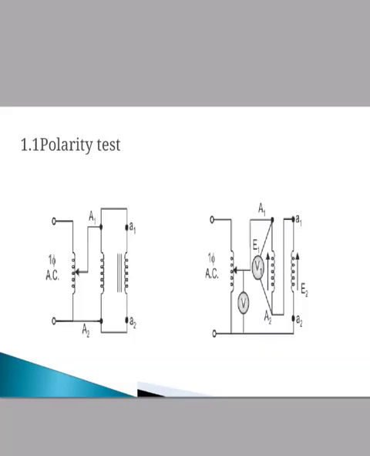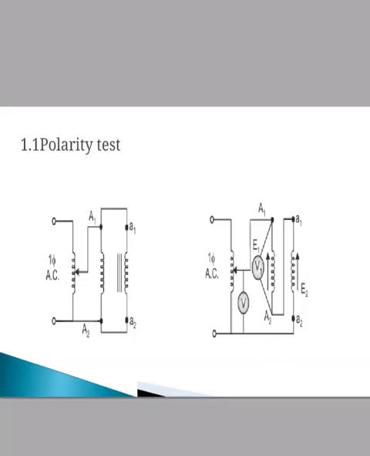In the case of subtractive polarity marking, at any instant the direction of induced EMF in the primary as well as secondary winding will be the same, that is either from capital A2 to capital A1 and small a2 to small a1, or capital A1 to capital A2 and small a1 to small a2. It means that both the windings are wound on the core in the same direction and their starting and finishing ends are marked by the same suffixes.